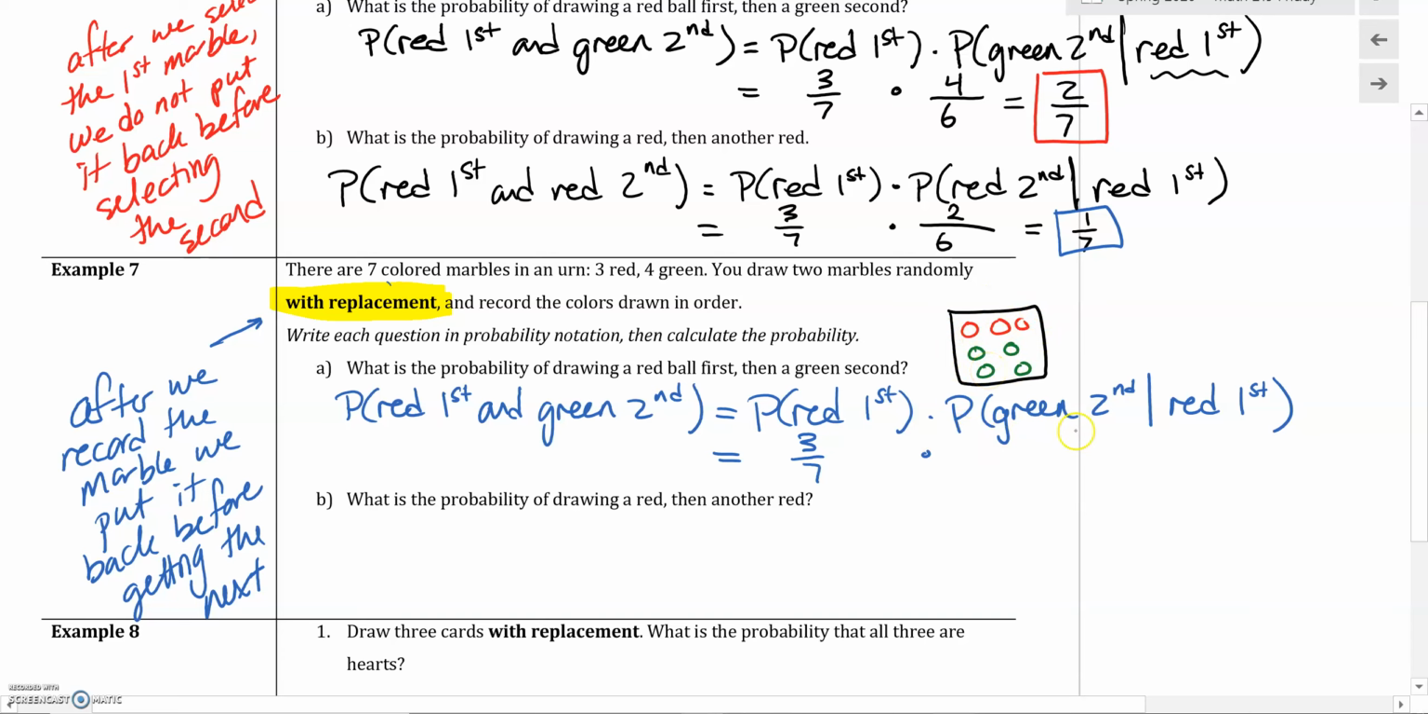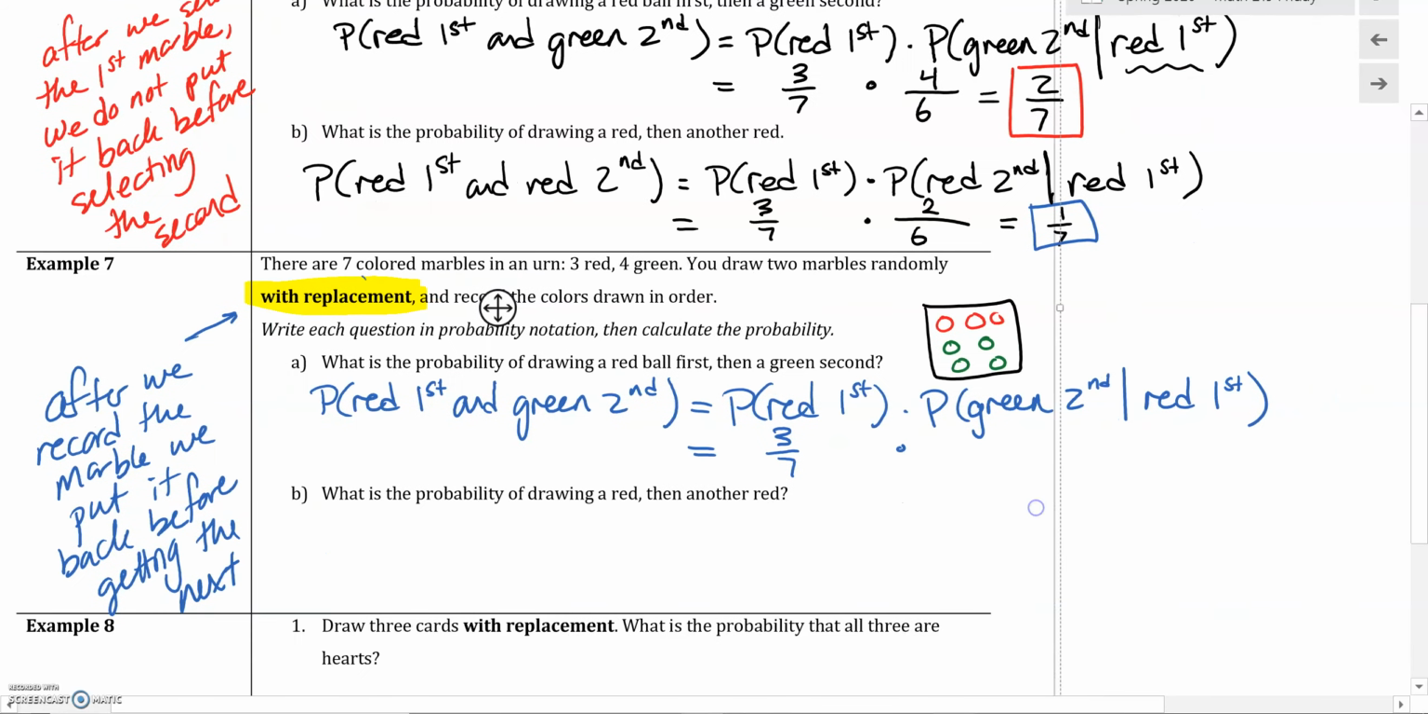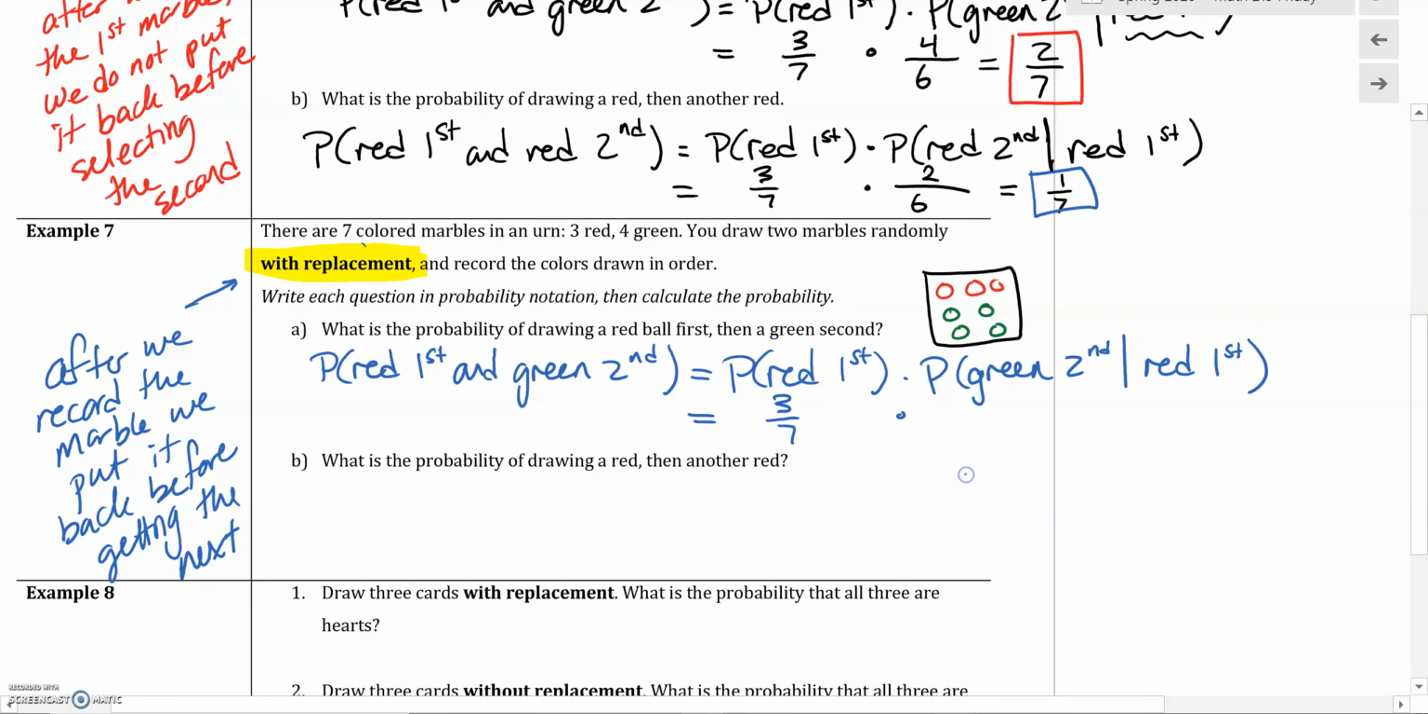So when it comes time to pull this guy out, and I want to know what's the probability that I'm going to get green, given that I got a red one first, it's just the probability of getting a green one, because all 7 marbles are in the bag. Out of those 7 marbles, 4 of them are green. The green one doesn't care that you pulled a red one out. It's just looking at, well, there's 7 marbles here and 4 are green. So that would be that probability, which comes out to 12 over 49.